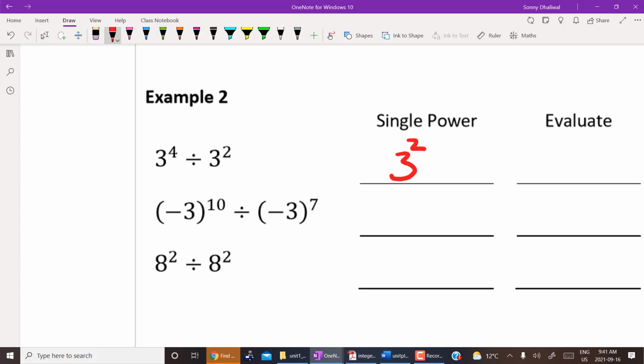And we can only do these if their bases are exactly the same. Next one. Are the bases the same? They look the same to me. Yes, Max? -3 in brackets. And 10 minus 7 gives us 3. That's where the 3 comes from.